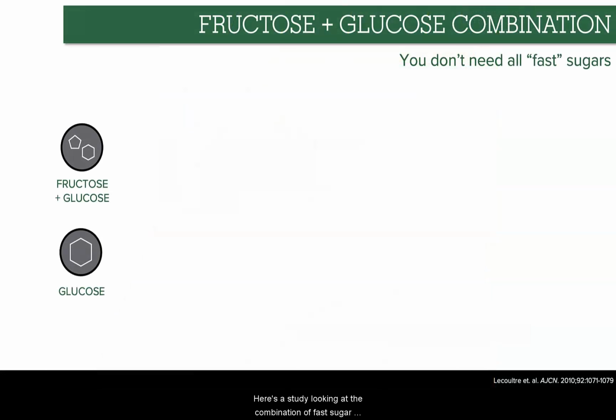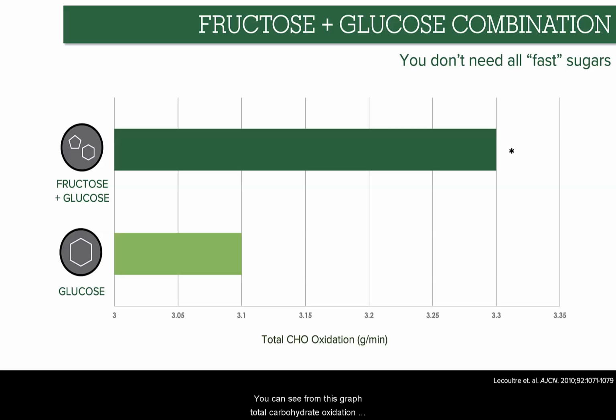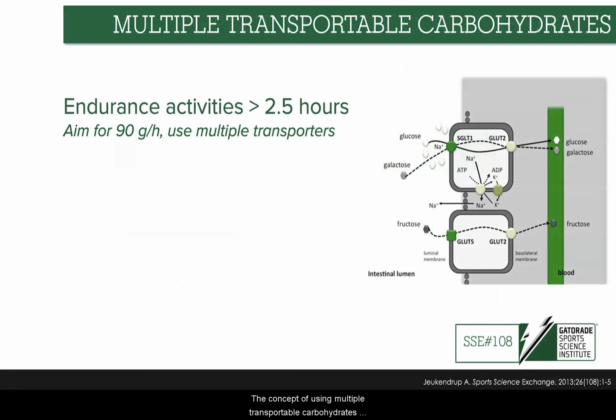Here's a study looking at the combination of a fast sugar, glucose, versus a combination of slow and fast, or fructose plus glucose, during 120 minutes of cycling at 60% of VO2 max. You can see from this graph total carbohydrate oxidation was significantly greater when fructose was added. The concept of using multiple transportable carbohydrates becomes especially important for prolonged endurance activities.